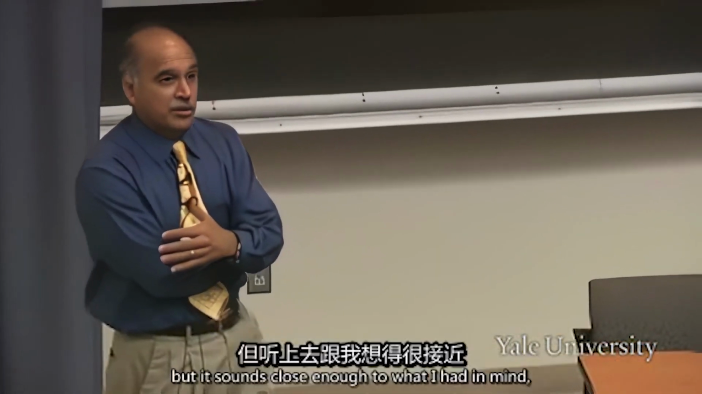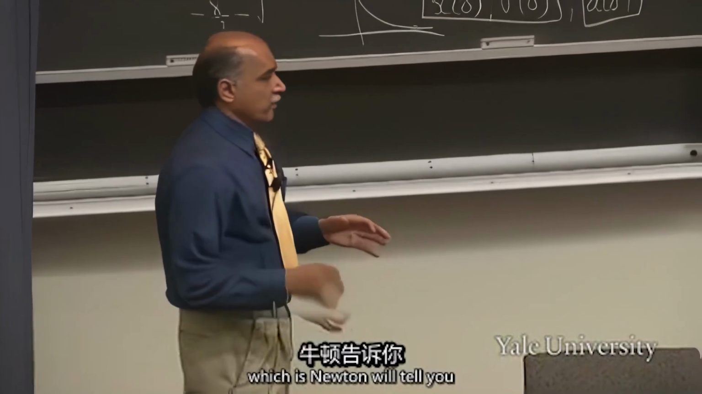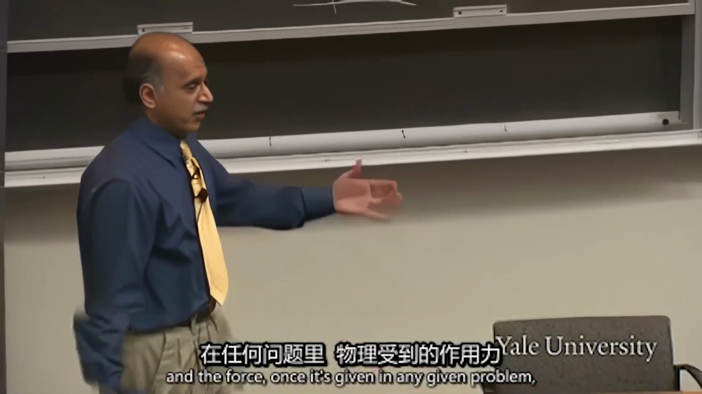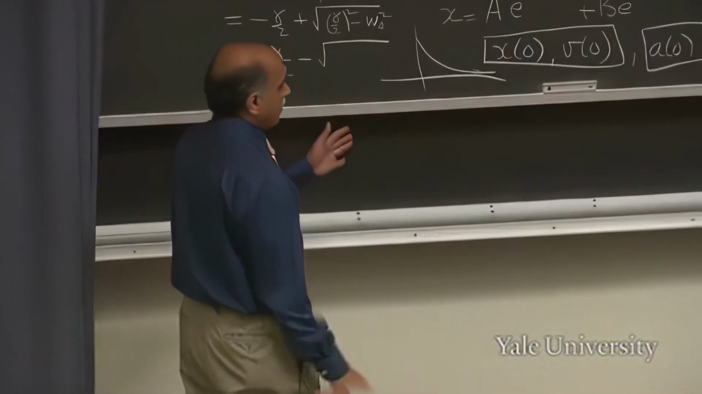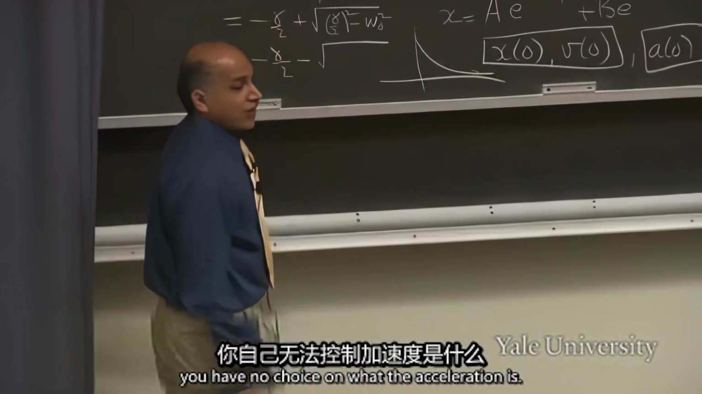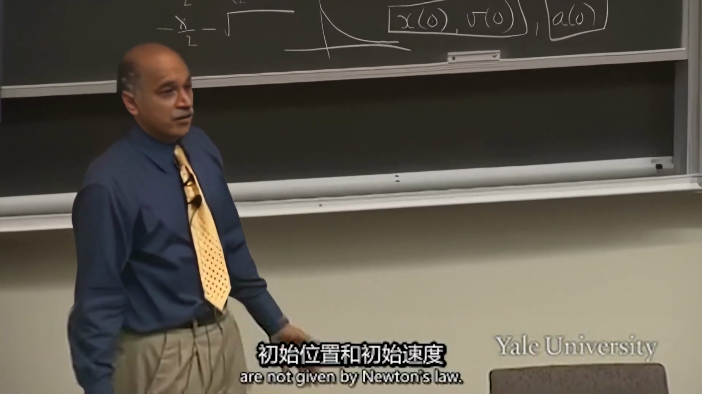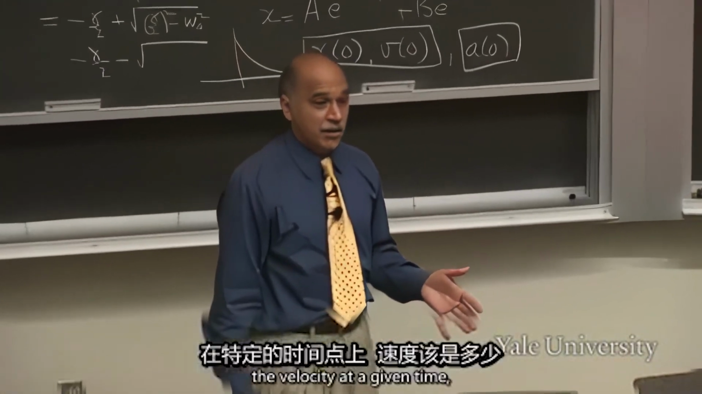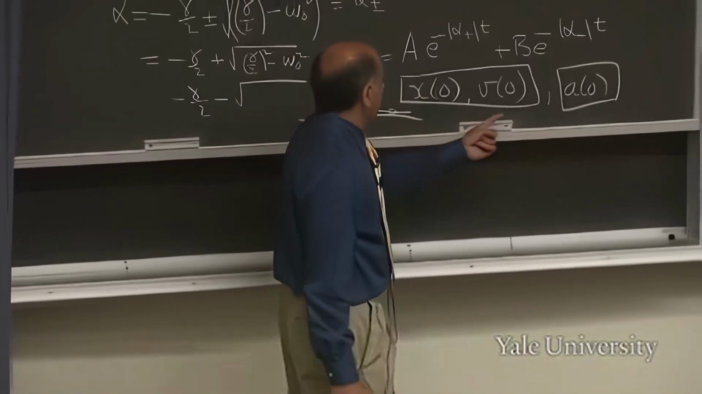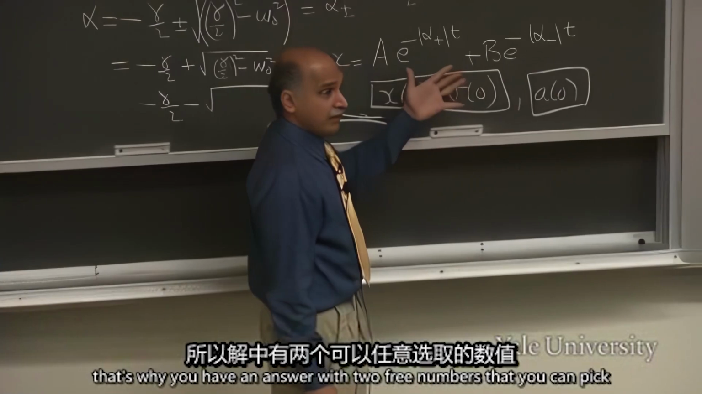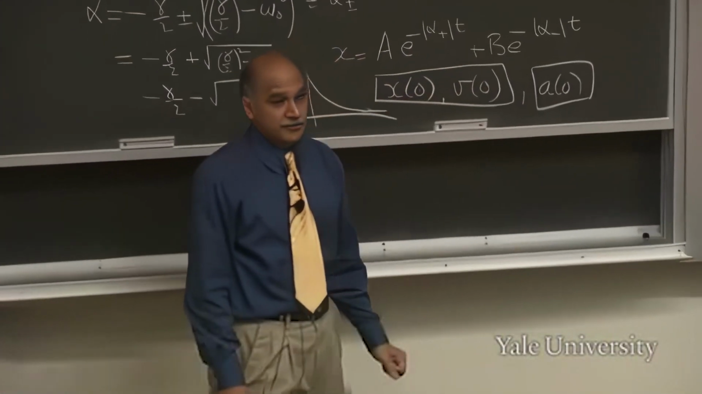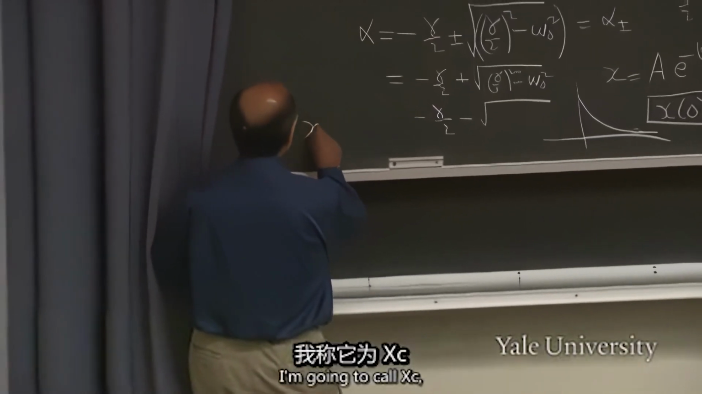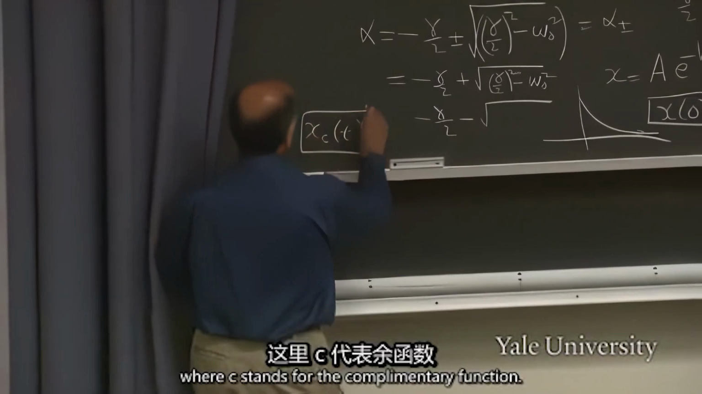Yeah, I'm not sure I heard the exact answer, but it sounds close enough to what I had in mind, which is Newton will tell you what the acceleration of a body is. Namely, mass times acceleration is the force, and the force, once it's given in any given problem, which is given by where the body is and what the velocity is in this example, you have no choice on what the acceleration is. But initial position and velocity are not given by Newton's law. Newton's law says if the force is so and so, the acceleration is so and so, but he doesn't tell you what should be the velocity at a given time, what should be the position at a given time. That's why they are two free numbers. That's why you have the answer with two free numbers that you can pick to bring it in accord with these two numbers. Okay, this solution to the equation with x equal to 0, from now on, I'm going to call x sub c, where c stands for the complementary function.